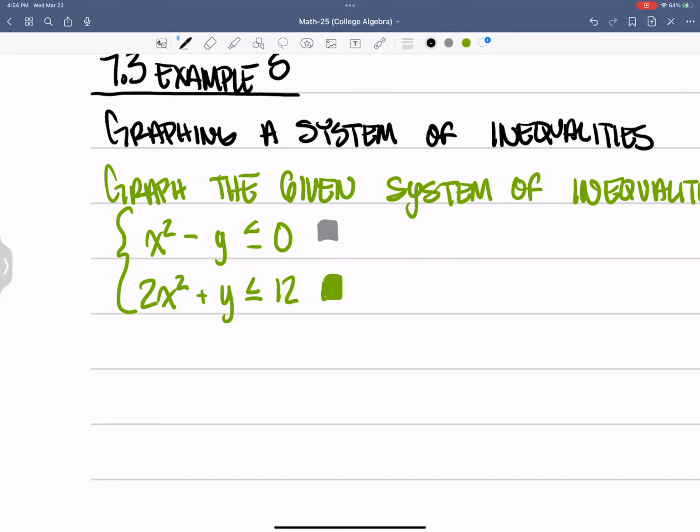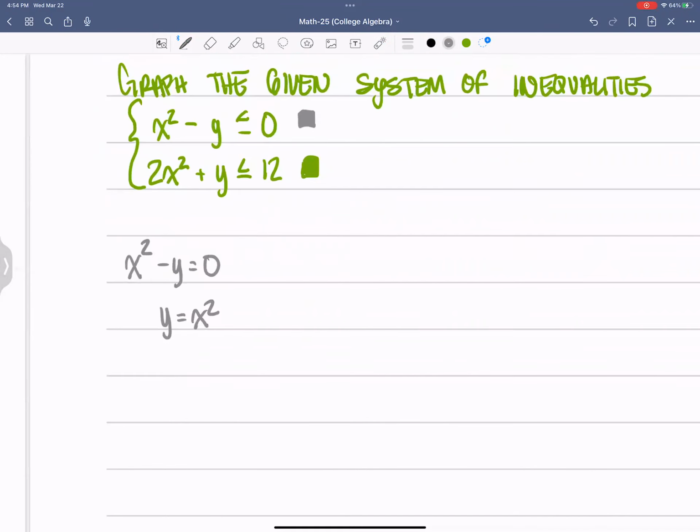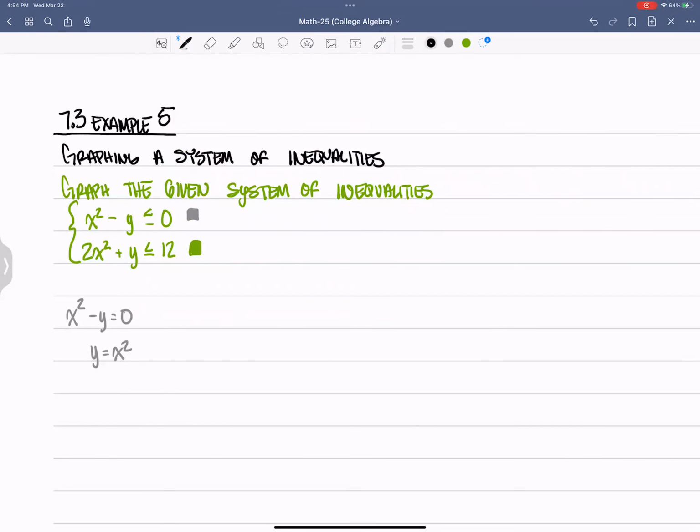All right, starting off with gray, let's get it into a form where we could actually graph it. Let's graph the equality first. So we have y is equal to x squared. And we have a less than or equal to sign, which tells us that we're going to have a solid line.